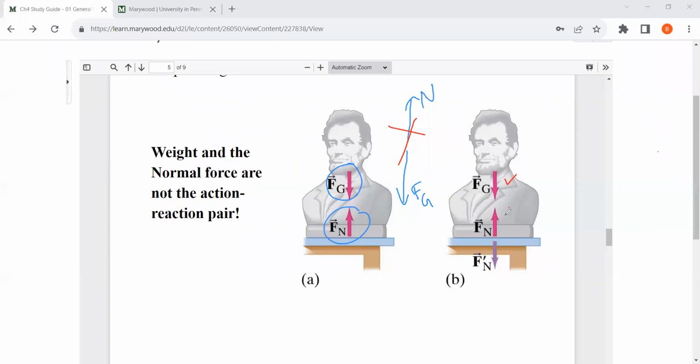Here you see these two forces are action reaction pair, but do not confuse this force and this force with this force and this force. The action reaction pair means we should have two different objects. On the other hand, normal force and gravitational force both are exerting on the same object. Okay, all right.